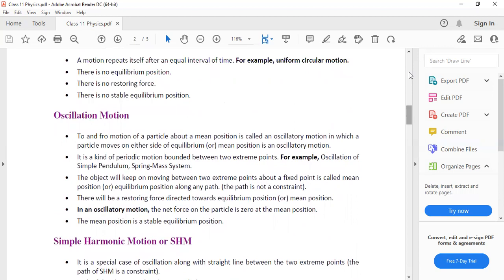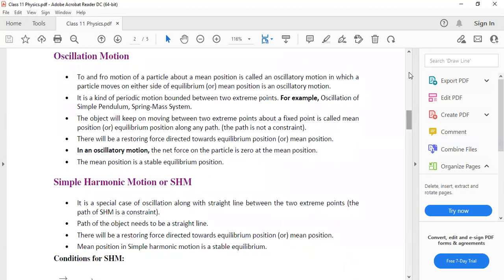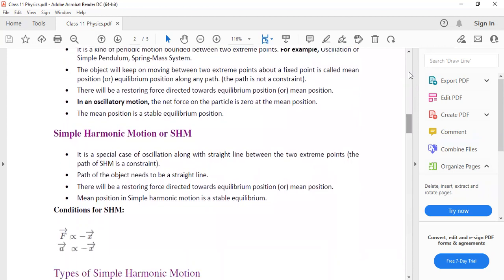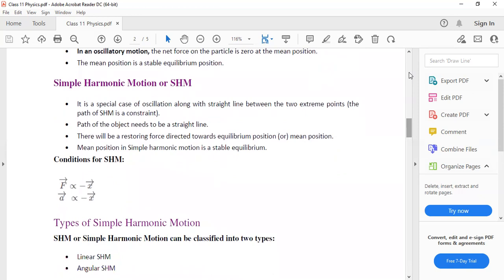Okay, this is the definition of the oscillatory motion. Now let's discuss simple harmonic motion, or SHM. What is SHM? It is a special case of oscillation along a straight line between two extreme points. The path of the object needs to be a straight line. There will be a restoring force directed towards the equilibrium position, or the mean position, and the mean position in simple harmonic motion is the stable equilibrium.